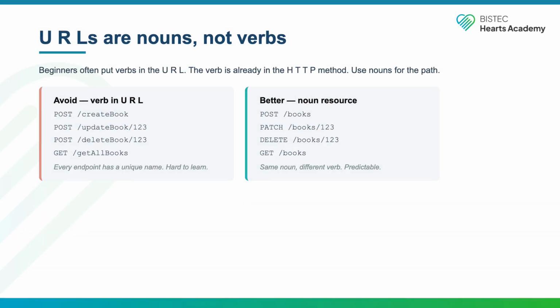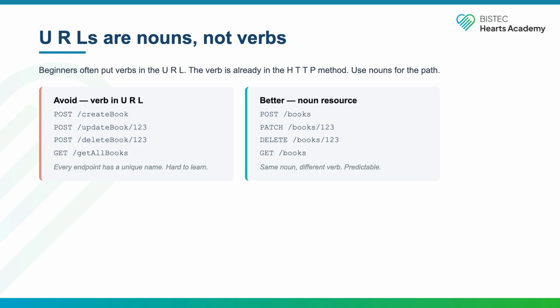This is the single mistake junior developers make most often when designing a REST API. They put verbs in the URL, POST to /createbook, POST to /updatebook/123, POST to /deletebook. They name every endpoint as if it is a function call. Stop. The verb is already in the HTTP method. Use nouns for the path.